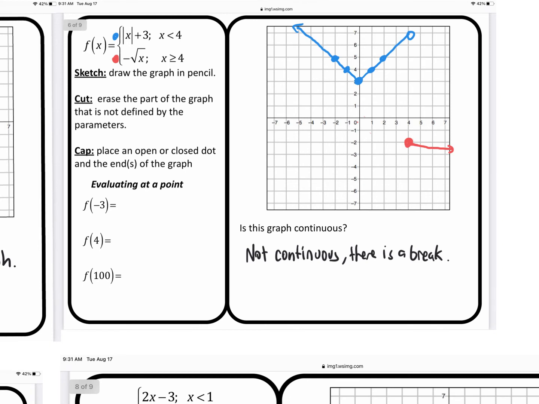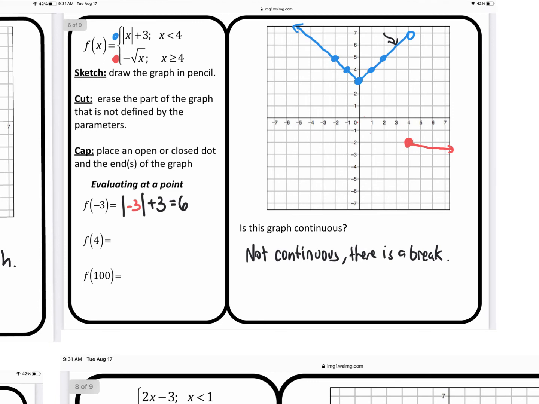Okay, and then we're evaluating the points here. What I'm going to do is walk you through that. Is that -3? -3 is going to be less than 4. So therefore, when we plug it in, we're going to get 6. And you can see that matches up right here.